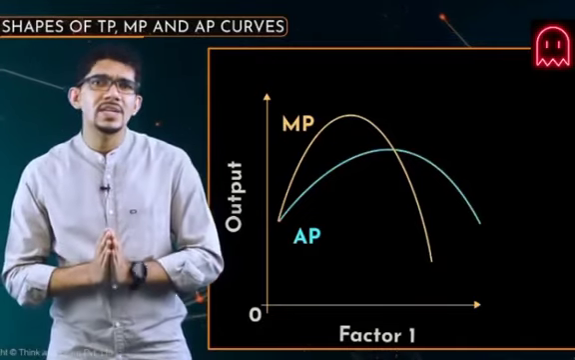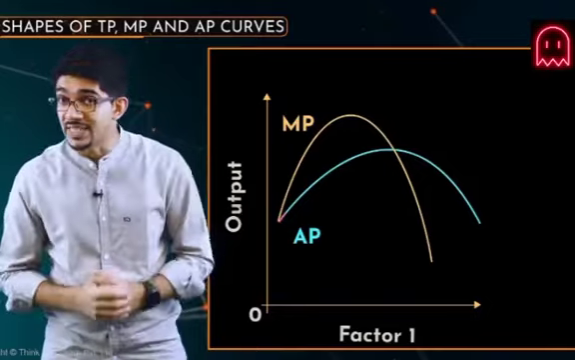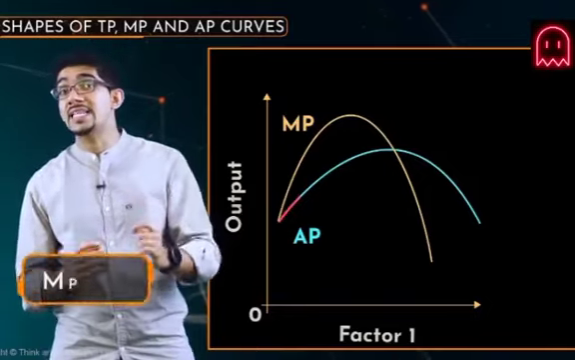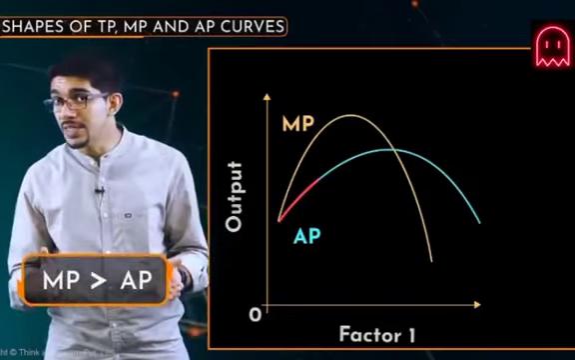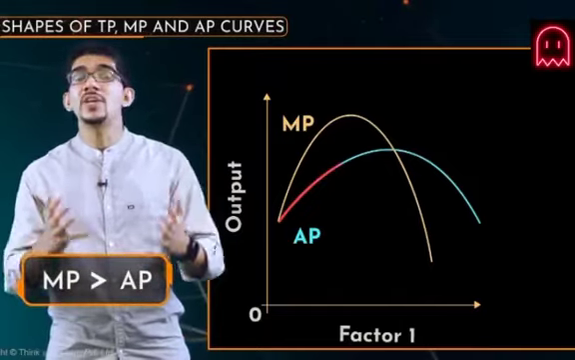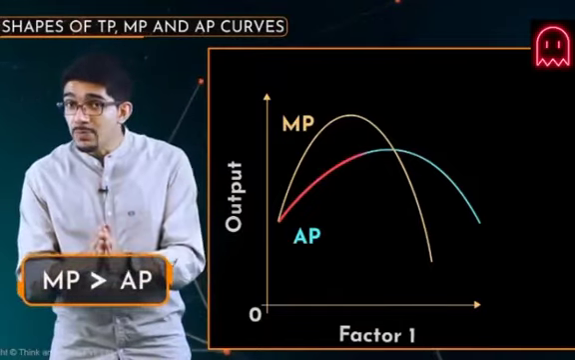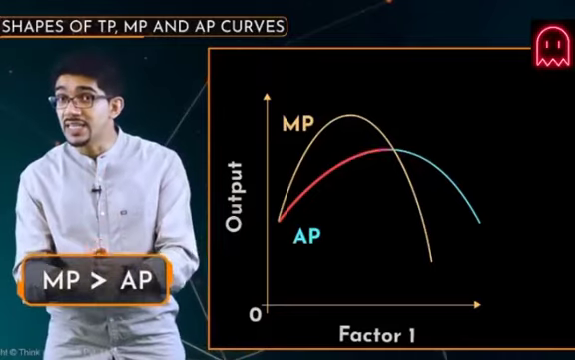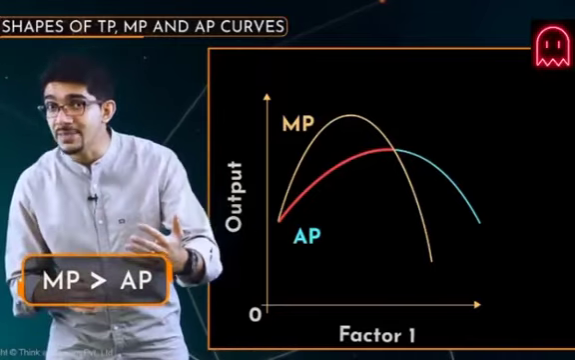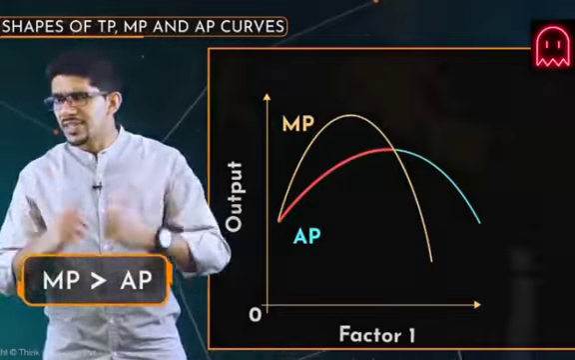Can you see from the graph that as long as AP increases, it must be the case that MP is greater than AP? Otherwise, AP cannot rise, right? Because AP or the average will only increase if the MP of the next item is more than average. Consider a school classroom.